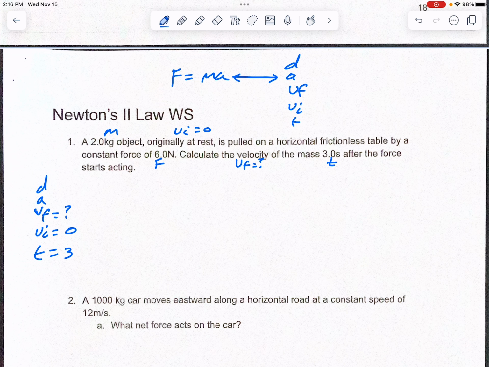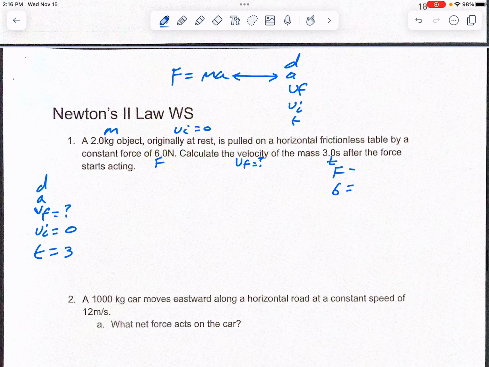So if you don't have A on one of these, you can use the other one to find it and then bring it over. I do have a force and I do have a mass, so over here I'm going to find it. So 6 equals, remember F equals ma, 6 equals 2 times A. Divide both sides by 2, and you get an A of 3 meters per second squared. Now I can bring that over to my Daffy T, and that means I did not care about distance. So we're going to use equation number 1, where we drew our line through. VF equals VI plus AT.